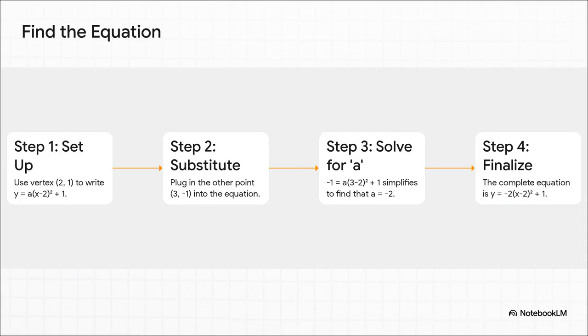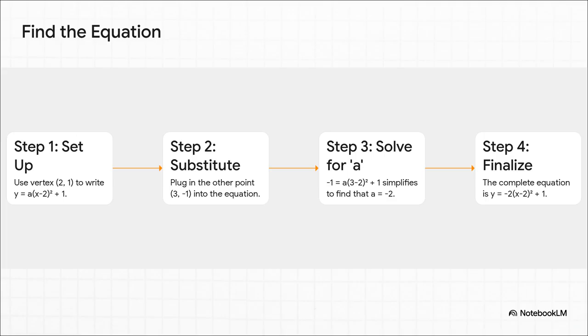Step 1, we take our vertex, which is at (2, 1). That gives us our p and q. So we can immediately set up our equation as y equals a times (x minus 2) squared plus 1. See? The only thing we don't know is a. Step 2. We use that other point we were given, (3, negative 1). We just plug in 3 for x and negative 1 for y.